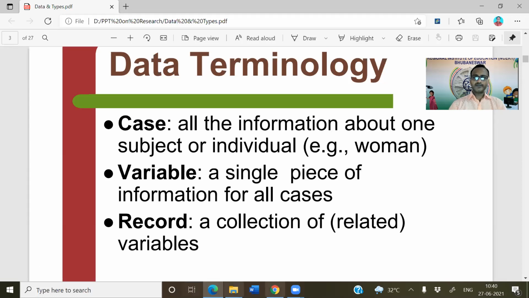So if you say here, case: all the information about one subject or individual is the case. Suppose, for example, in your study, you are involving 20 students. So here all the 20 students are cases. Case 1, case 2, case 3. The total number of cases is 20. So we collect information or data about the case. Case is the individual. Case is the subject.